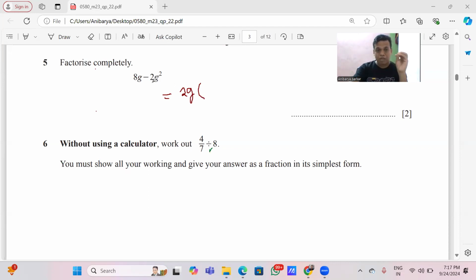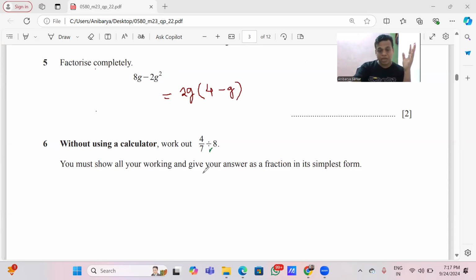So what we have to multiply with 2g to get 8g? Obviously multiply 4, because 4 times 2g is 8g, minus what we take common here, because 2g squared, 2g is taken. So the next term is 4 minus g. Okay. So this is the general factorization. Clear? Now, without using calculator, work out 4 by 7 divided by 8.